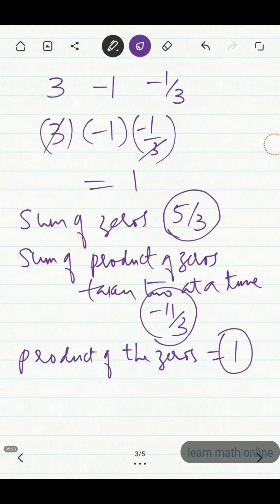Now we found this because we knew the zeros here. 3, minus 1, and minus 1 by 3 were the zeros. So we added those zeros, we multiplied those zeros, and we got these values. But what if we don't know the zeros? Without finding the zeros, can we find the sum of the zeros, the sum of the products of zeros taken two at a time, and the product of the zeros? Yes, we can. Let us learn that now.